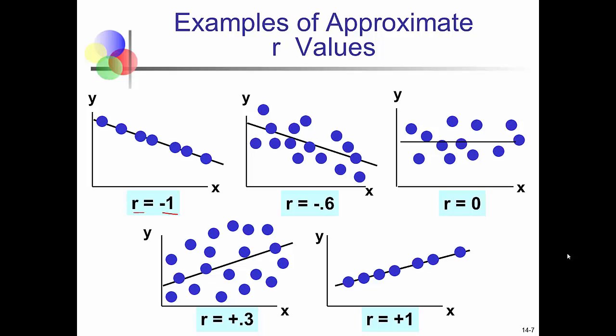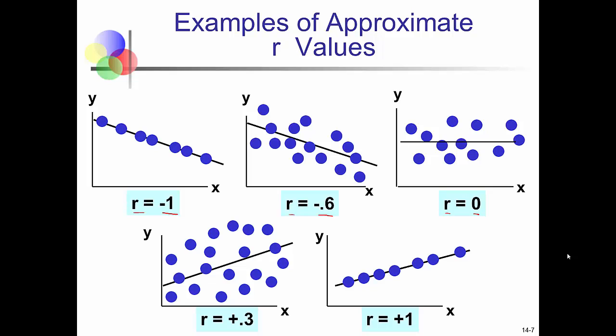The second graph shows us an r of -0.6. So we see those dots close-ish to the line, but not perfectly on the line. So there's a negative correlation, but it's not perfectly negatively correlated. The third graph shows us a sample correlation coefficient of 0. So x and y do not appear to be related at all.